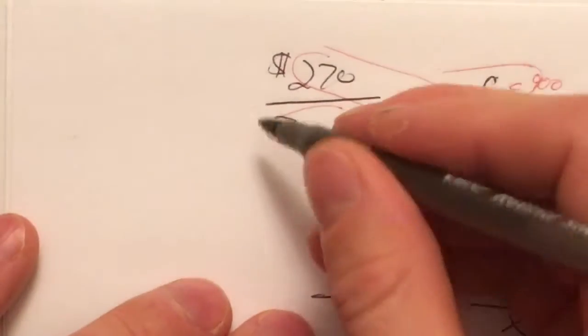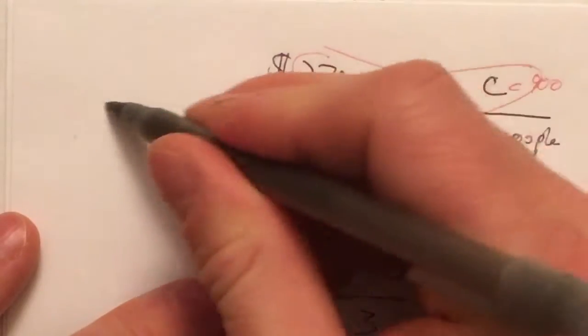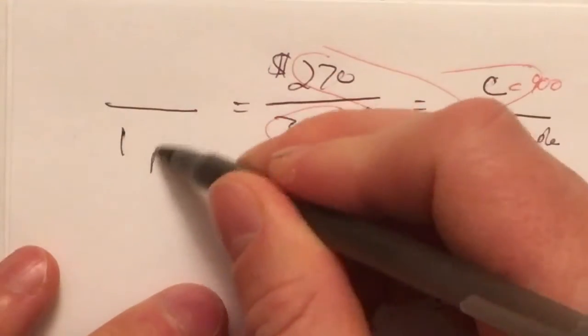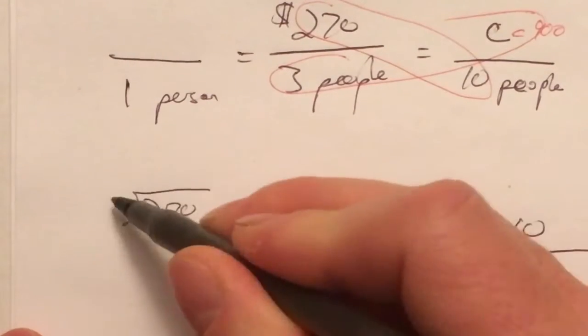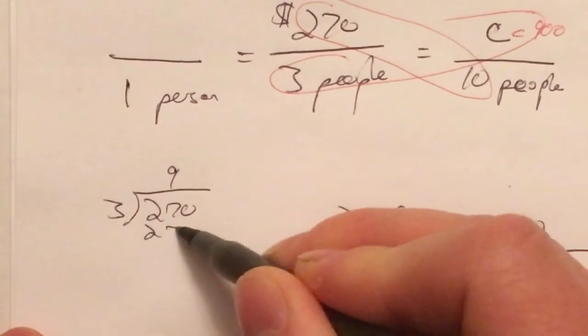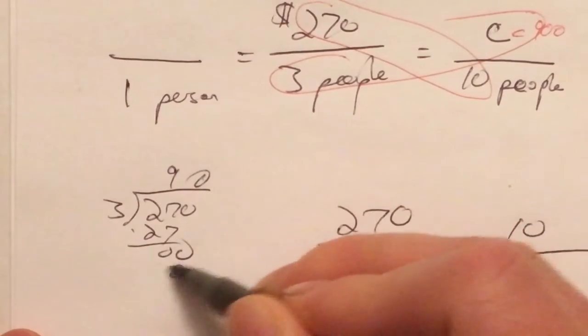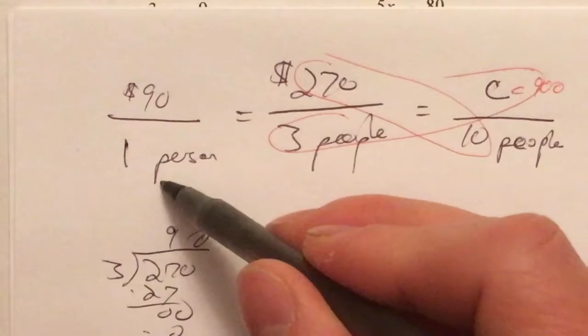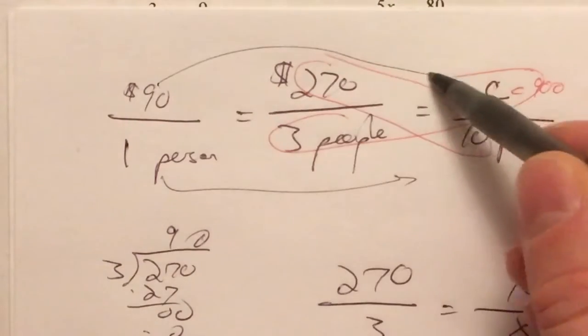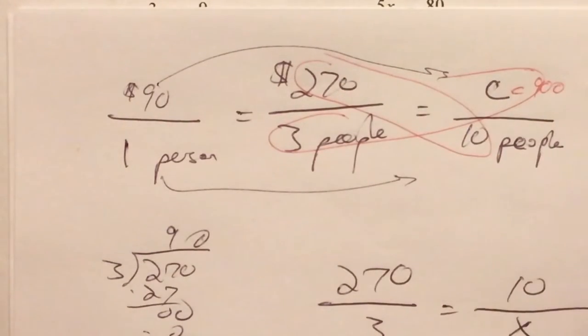And when I talked about simplifying, I could say, well, if it's $270 for 3 people, what's the cost for 1 person? And so you do 270 divided by 3, and you get 90. So, okay, I know it's $90 for 1 person. What I can do is then multiply by 10, and you end up with $900. So, second way to do it. But that's writing and solving basic proportions right there.